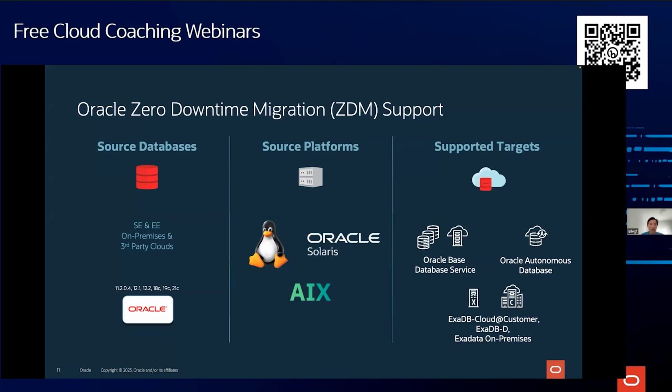You can migrate an on-premises database to any of our OCI databases, as you can see here. That includes multiple different Exadata solutions, Exadata Cloud@Customer, or your Exadata on-premises. It can be Oracle Base Database Service, and it can also be Oracle Autonomous Database in OCI.